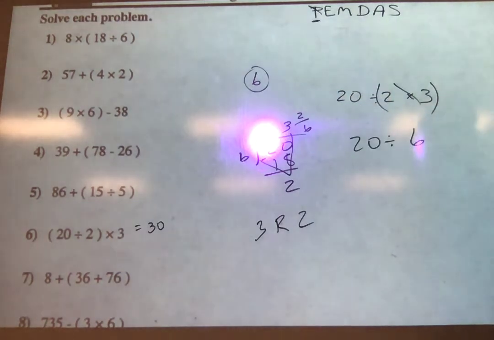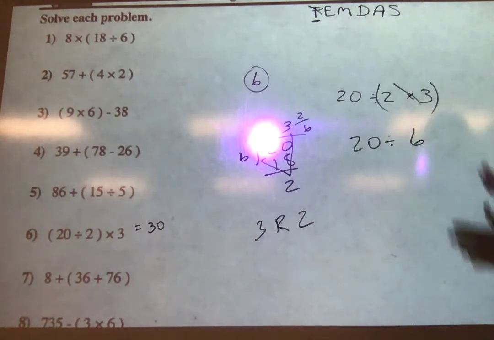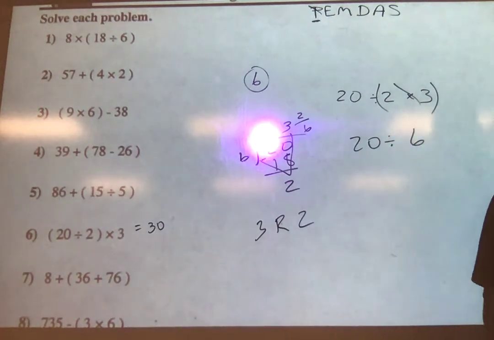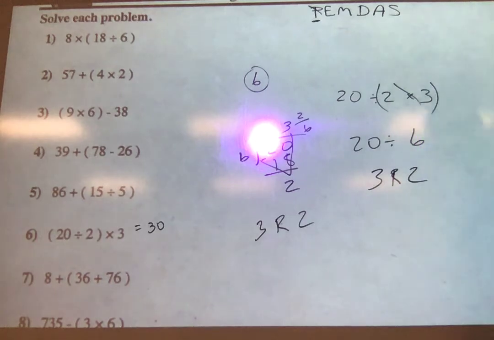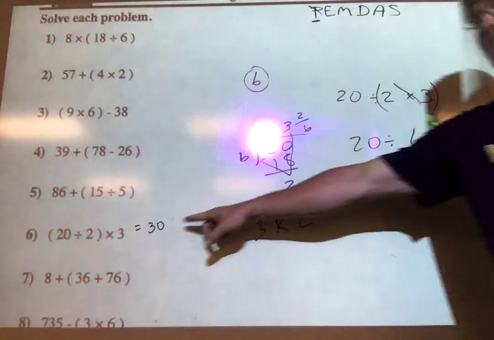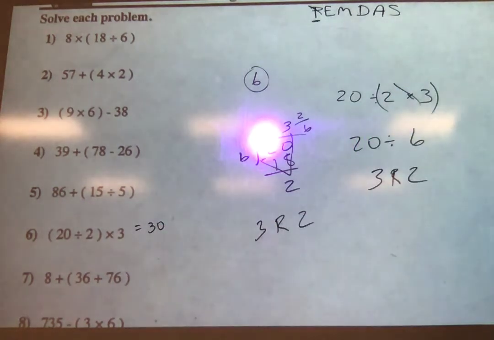What's 2/6 the same as? 1/3. We get it to 1/3. Okay, so really the answer to this is 3 and 1/3 would be your best answer. But for now, guys, we haven't got into that kind of stuff, so we'll just put 3 remainder 2. And that's way different than 30. So you can see doing them in a different order and moving those parentheses around changes things a lot.